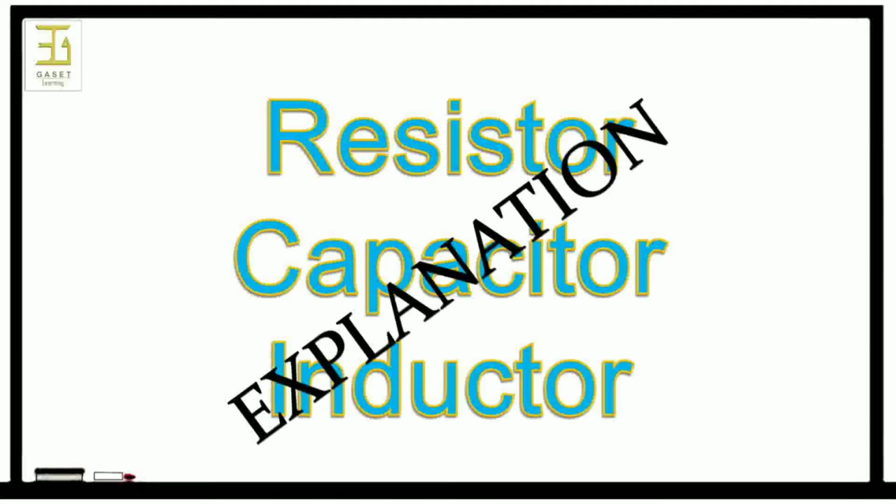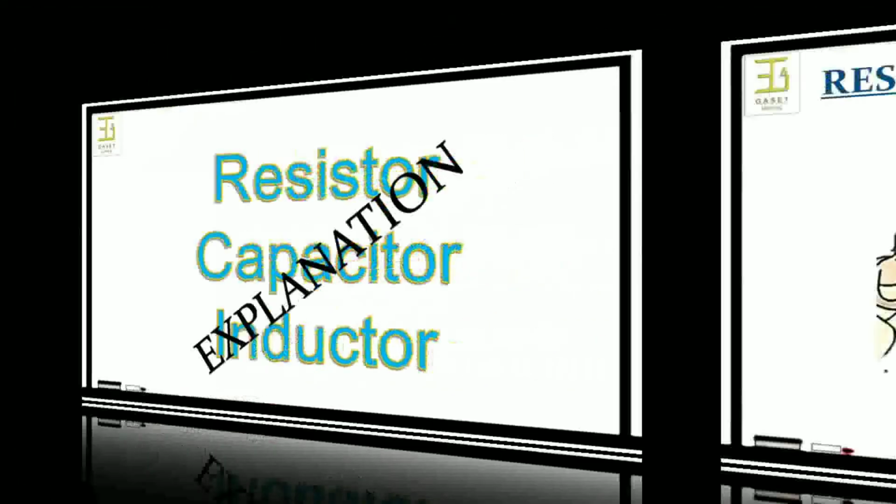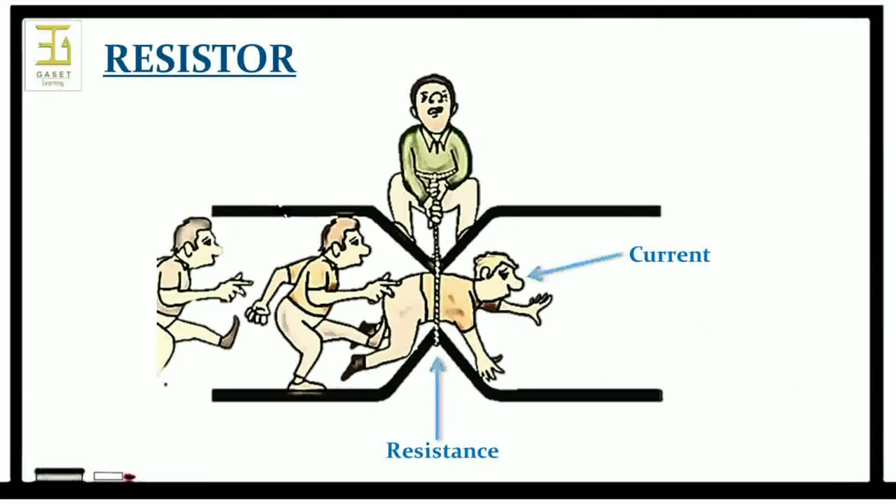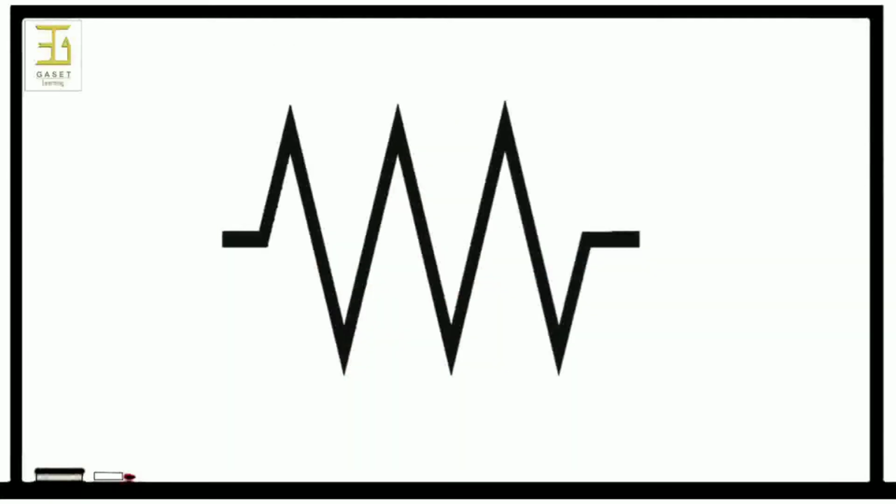Can you briefly explain about resistors, capacitors and inductors? Okay, first we consider resistor. Resistors are components that add resistance to electric circuits. They are made from low conductance material and come in many sizes and forms. The resistor is drawn like this.